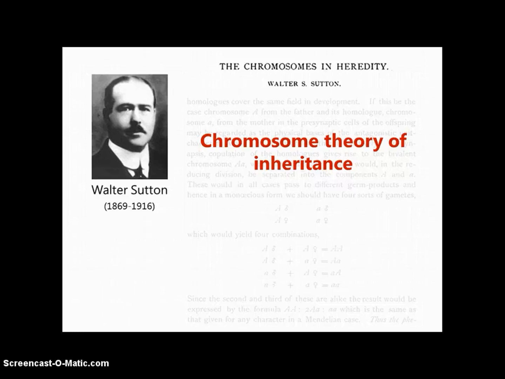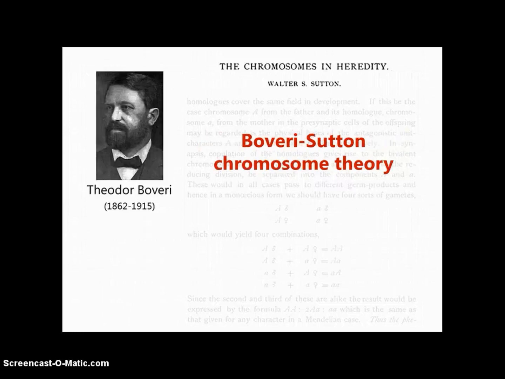And he was concluding that chromosomes were actually the basis of Mendelian inheritance, based on patterns of inheritance in different grasshoppers. And Theodor Boveri came up with a similar theory around the same time, studying sea urchins, and so they're both credited with coming up with this Boveri-Sutton chromosome theory.